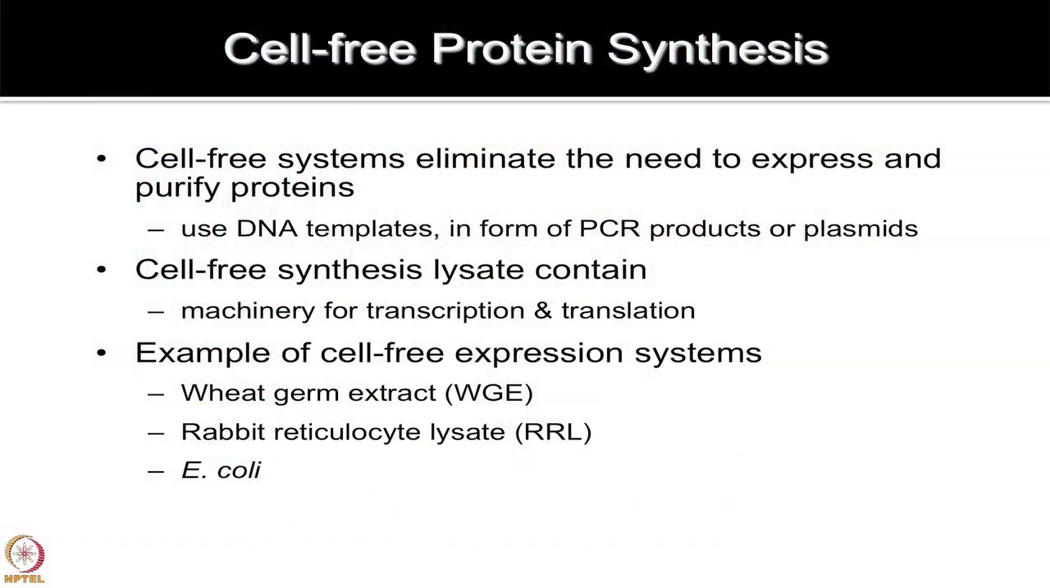By using cell-free systems, one need not express and purify the protein, which is, I think, a major advantage, and that is how these kinds of arrays have really emerged, because they can utilize the DNA templates in the form of cDNA, plasmid or PCR products and use that to make the protein of interest. The cell-free synthesis mixture contains the machinery required for both transcription and translation. In some way you are trying to do the central dogma of life on the chip directly, right? So, there are different ways of doing the cell-free expression. As I showed in the image on the last slide, we can use wheat germ extract, rabbit reticulocyte lysate or RRL, and E. coli based samples to do the cell-free protein synthesis.